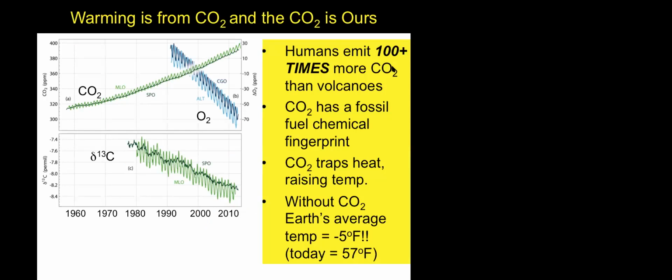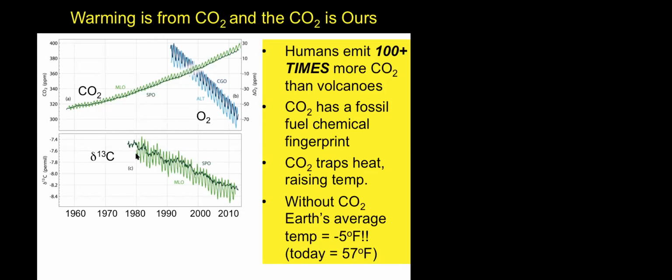Well, we know that the CO2 isn't coming from something like volcanoes because we humans emit 100 or more times more CO2 than volcanoes do. So there's a misperception out there that you can see on the internet that volcanoes put out more CO2 than humans. It's less than 1% the CO2 that humans put out. More scientifically, CO2 has a chemical fingerprint that proves that it's from fossil fuels.